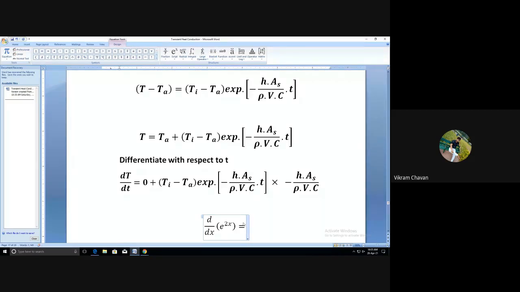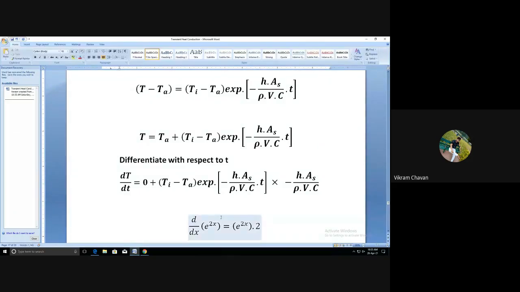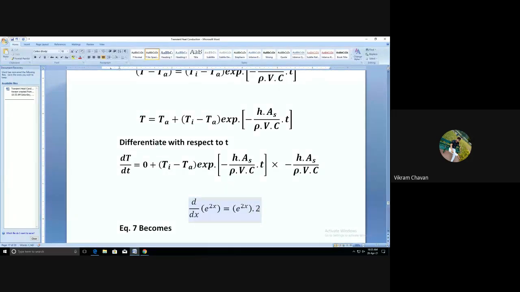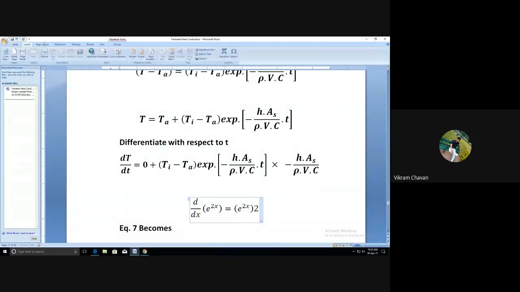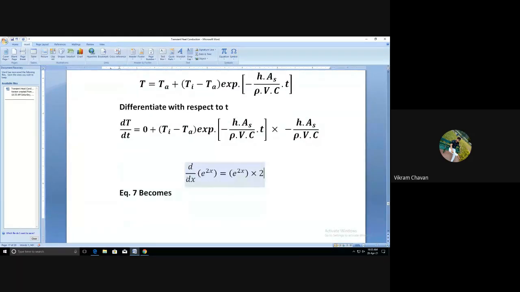What is the differentiation of e raised to 2x? E raised to 2x as it is, multiplied by 2. This is for your understanding purpose only. So the differentiation of e raised to 2x is e raised to 2x multiplied by 2.